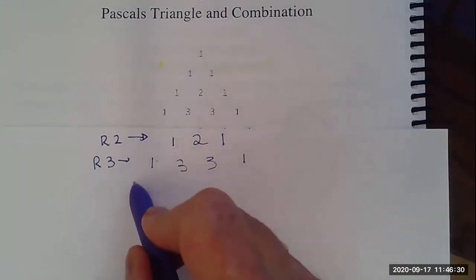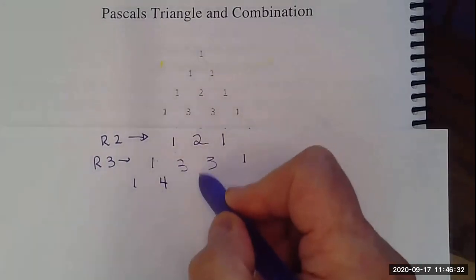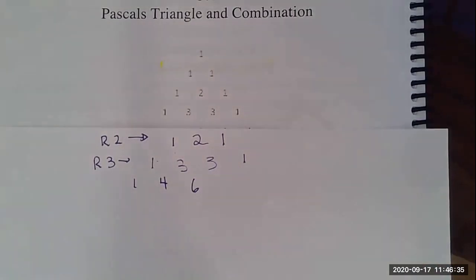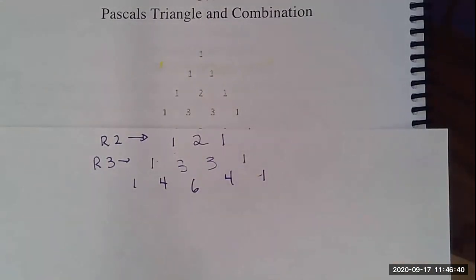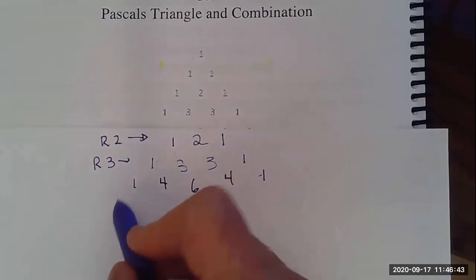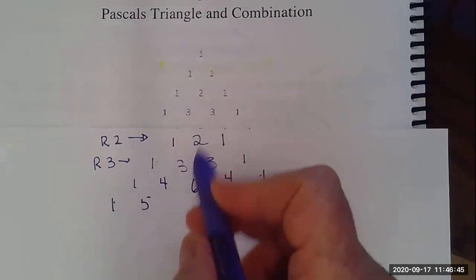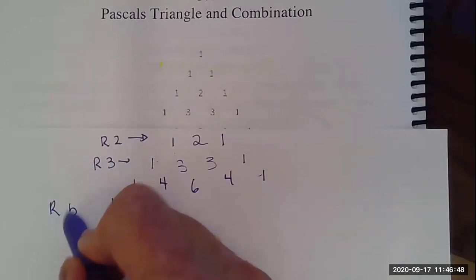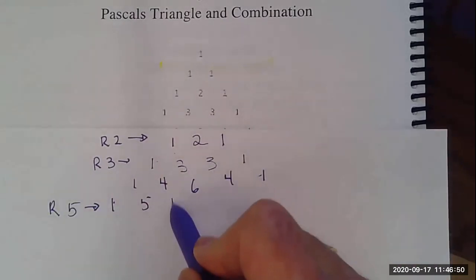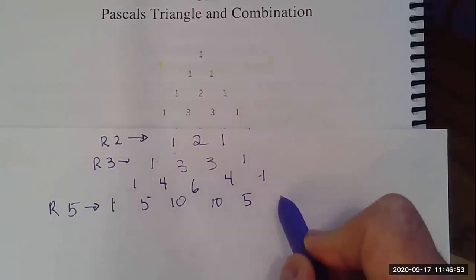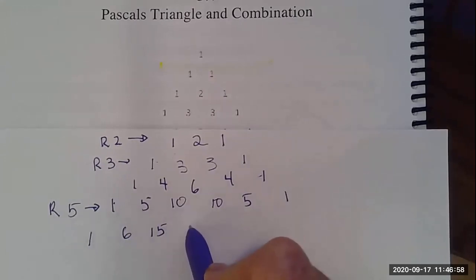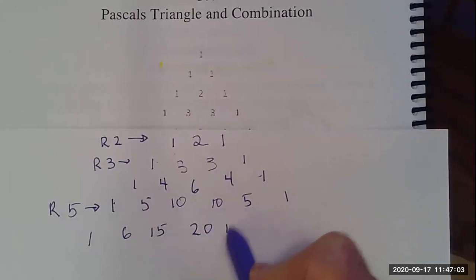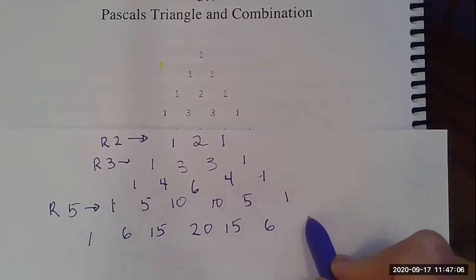And you do row 4, you go 1, you put a 4, there's the 4, but this one's 6. That one's 6, you just add the 2 numbers above it, and this is 4 and this 1. So very symmetric. This would be 1, there's your 5, row 5 is there. This is 10, this is 10, and then you go 5 and 1 again. And over here is 1 and a 6 and a 15 and a 20 and a 15 and a 6 and a 1.